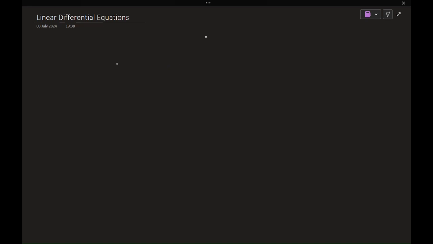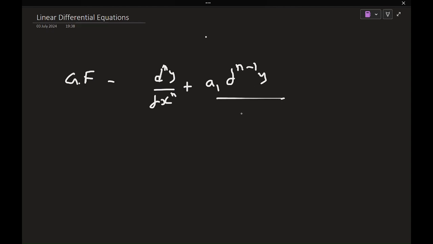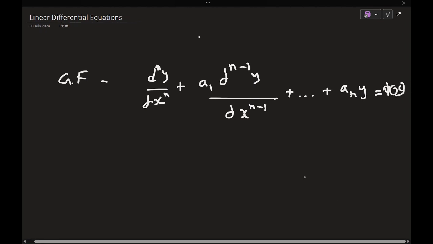Okay, today we are starting with linear differential equations. Now, the general form of a linear differential equation is d^n y/dx^n plus a1, where a1 is an arbitrary constant, d^(n-1) y/dx^(n-1), plus in the same way dot dot dot plus a_n y equal to phi of x, where phi of x is a function of x. Now, this is the general form of a linear differential equation.